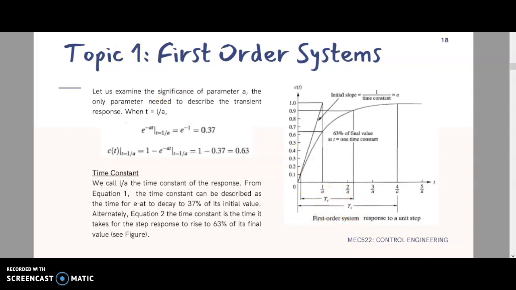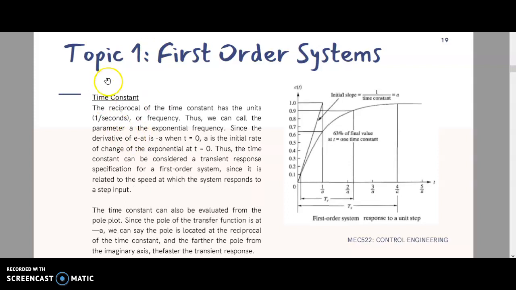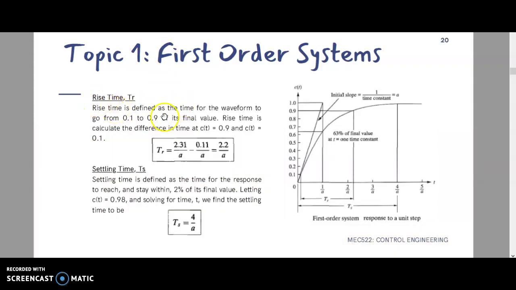Okay, so next slide kita akan tahu what is TS and what is TR. Yang ni cerita pasal time constant. So you can read by yourself. For rise time, rise time happens when starting from 0.1 to 0.9 of its final value. So you can see 0.1 to 0.9.